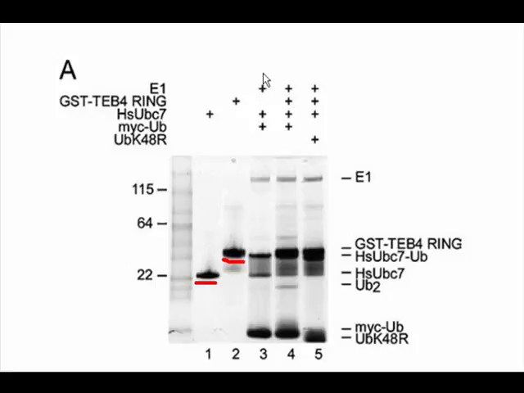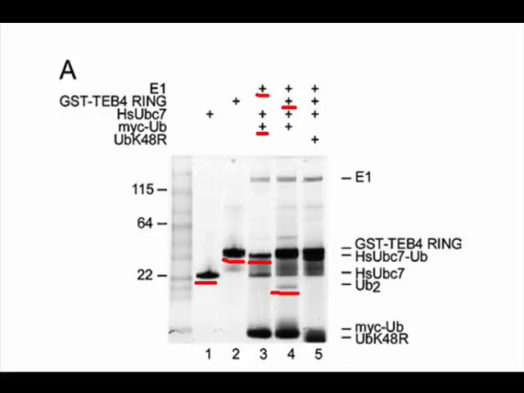Lane 3 shows that when E1 and MYC ubiquitin are added, E1 is able to activate the ubiquitin and transfer it onto HsUBC7, resulting in a partial fragment of HsUBC7 migrating at a higher molecular weight due to the addition of the ubiquitin. In lane 4, we have the exact same reaction, except with the addition of the TEB4 ring domain. What this should allow, if it is necessary and sufficient for ligation, is the formation of a ubiquitin dimer, which the authors claim shows up here at approximately 20 kilodaltons.